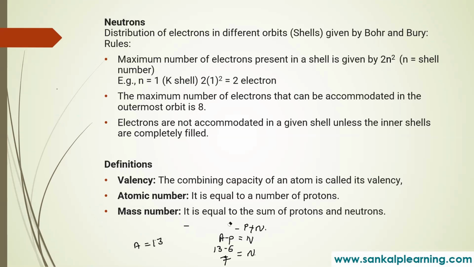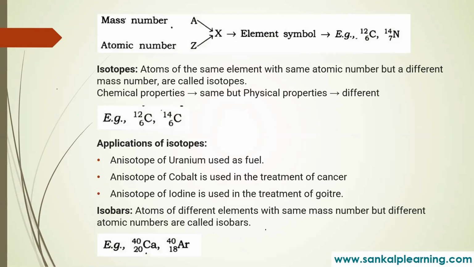So this relation you remember here: A is equal to number of protons plus number of neutrons. By that we can calculate the number of neutrons and also the number of protons. Understood? Remember this one point so that when we are doing question and answers, it will be helpful for us. Then the last theory part of this chapter is the representation of an atom. So how do we represent the atom? Let us see.